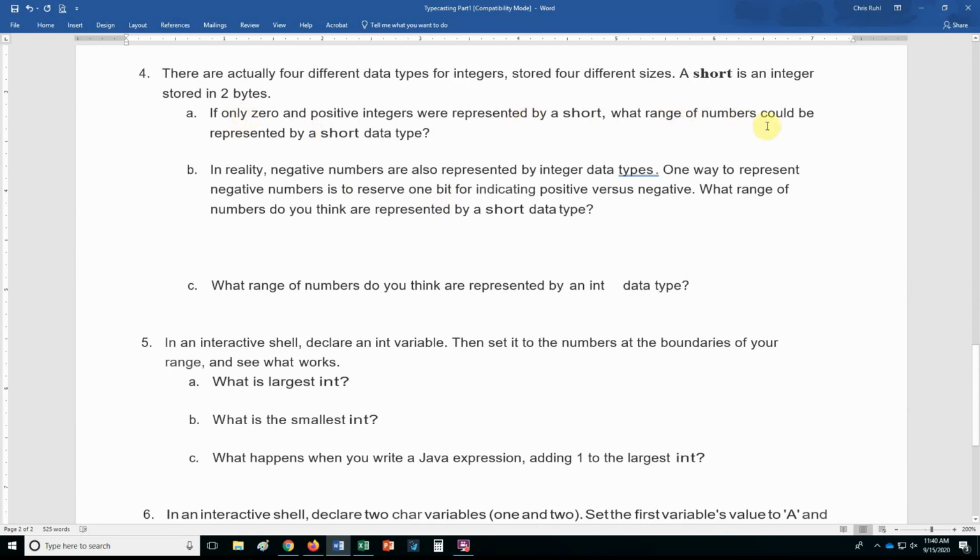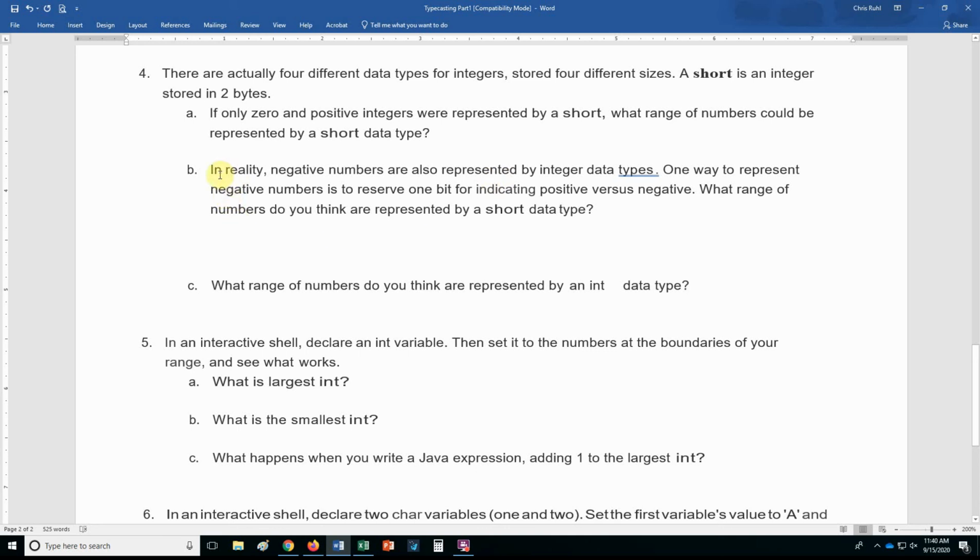What range of numbers could be represented by a short data type if you're using only 0 and positive? So give me a range, put the first number there, then a line, and then the second number. And you can pull those numbers from the table up above. We just looked at them.